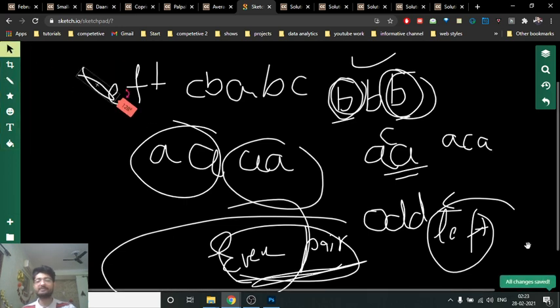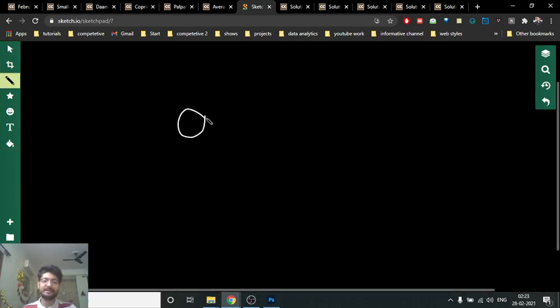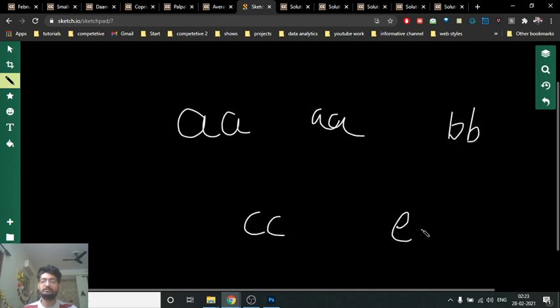So if I have, let's assume, 5 even pairs, I can make them like this: AA, AA, BB, CC, EE. And now maybe I have 3 odd characters left, maybe like Z, X, Y. So I can put Z in between here, and X and Y, which is fine. Now I have 3 strings which are greater than or equal to 1 and they all are palindromes. I hope you get the point.